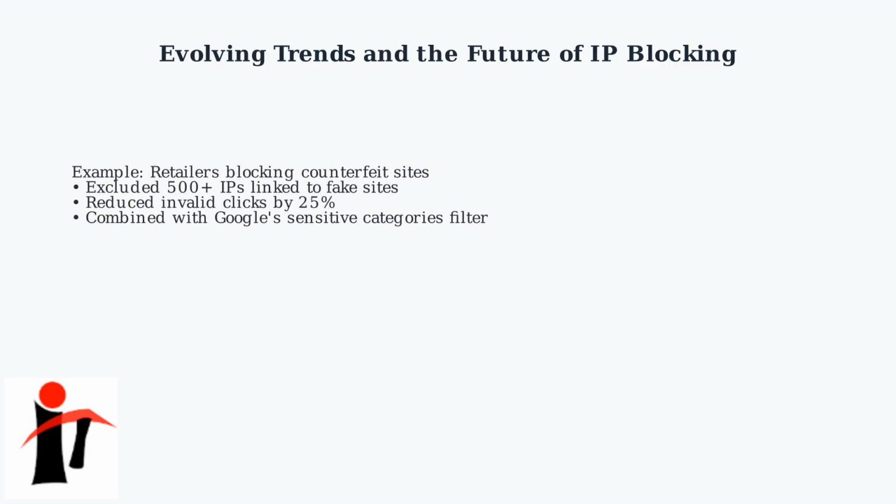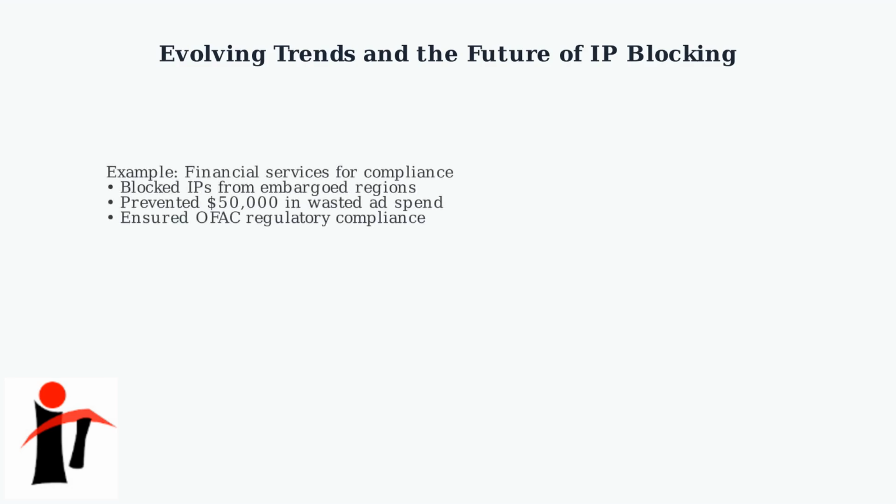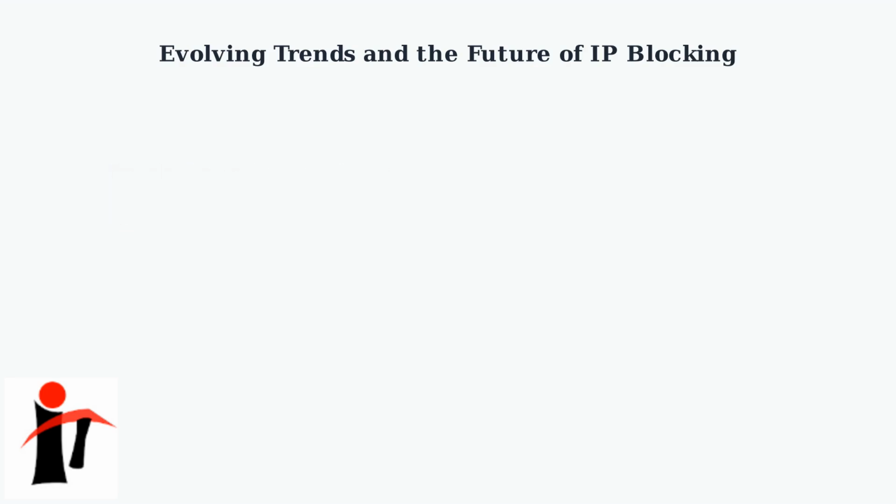For example, major retailers use IP exclusions to block ads on counterfeit sites. By excluding over 500 IPs associated with fake marketplaces, they achieved a 25% reduction in invalid clicks, especially when combined with Google's sensitive categories filter. Financial service companies exclude IPs from embargoed regions to comply with regulations like OFAC. This approach prevented $50,000 in wasted ad spend on non-targetable audiences in restricted areas.